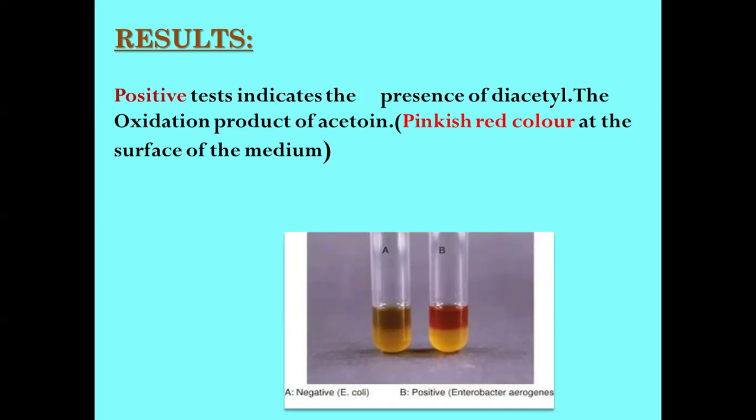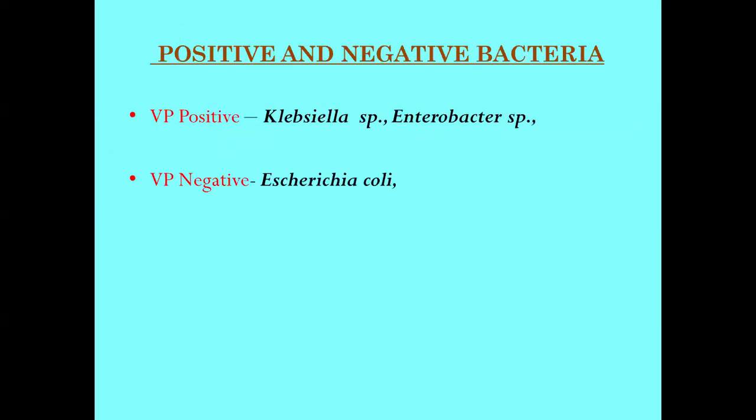When you add alcoholic alpha naphthol and potassium hydroxide and there is no color change, it is a rough indication, and indirectly you can confirm it as E. coli, and otherwise we can confirm it's Enterobacter aerogenes. VP positive examples are Enterobacter and Klebsiella pneumoniae, and VP negative is Escherichia coli.